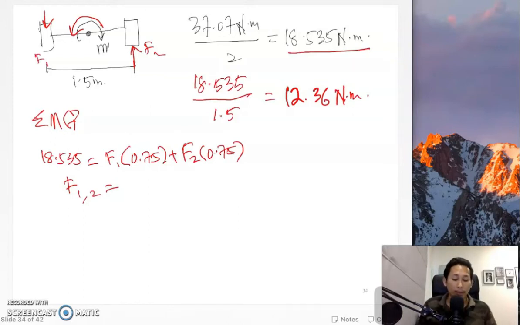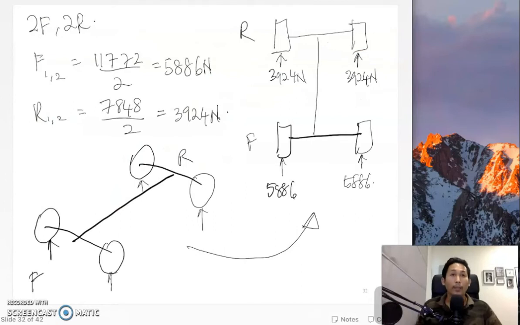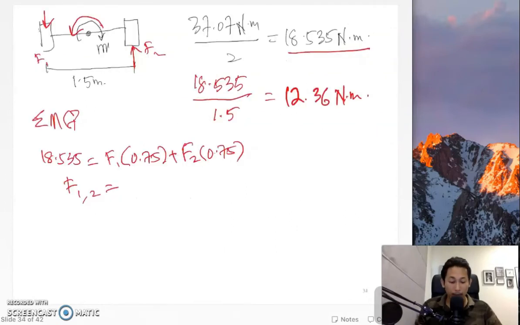Okay, so this will act on our front and rear. This one is Newton meter and this one is meter, so we cancel the meter, so this one should be Newton, 12.36.